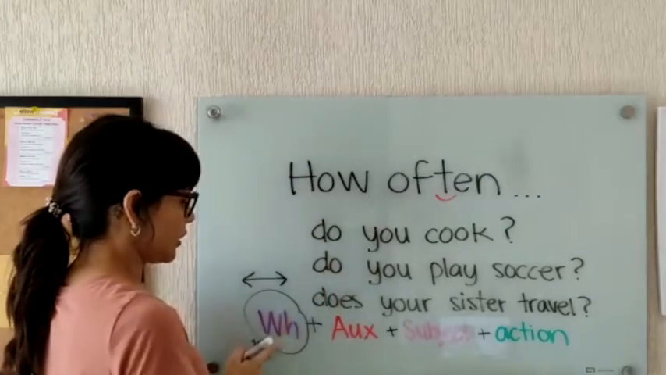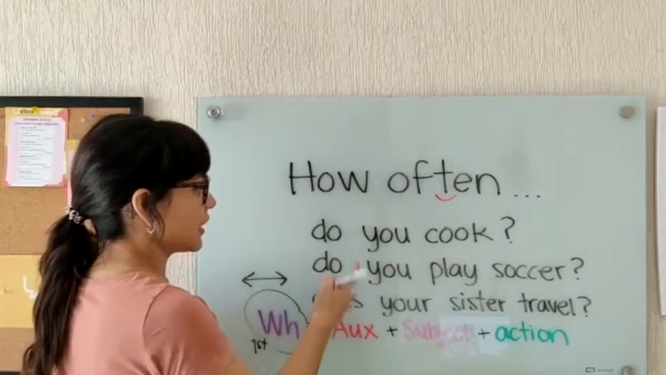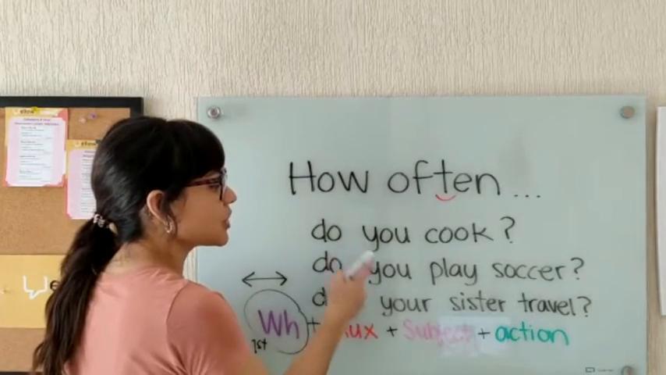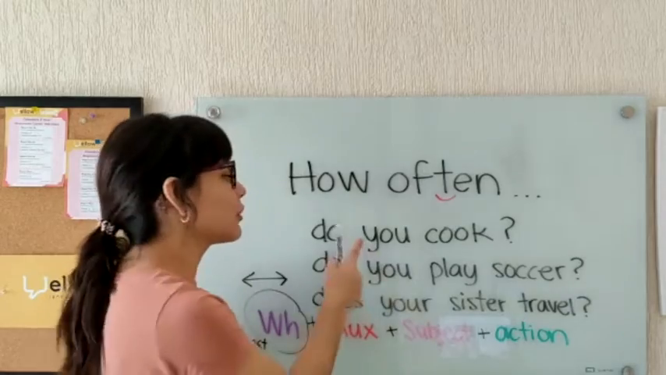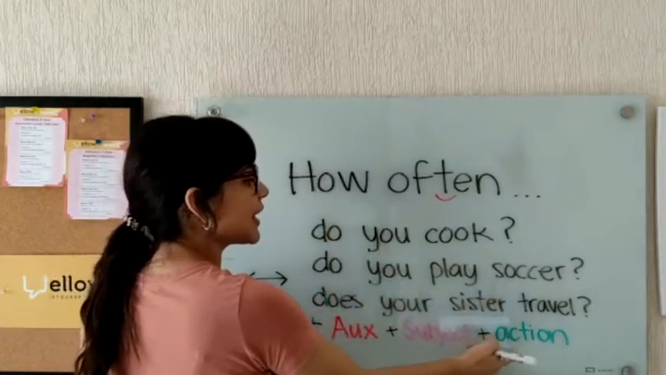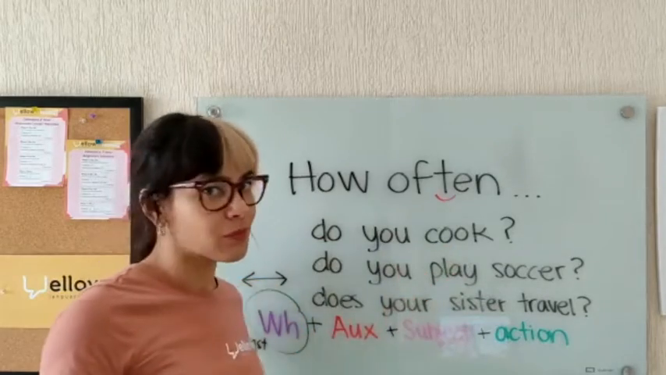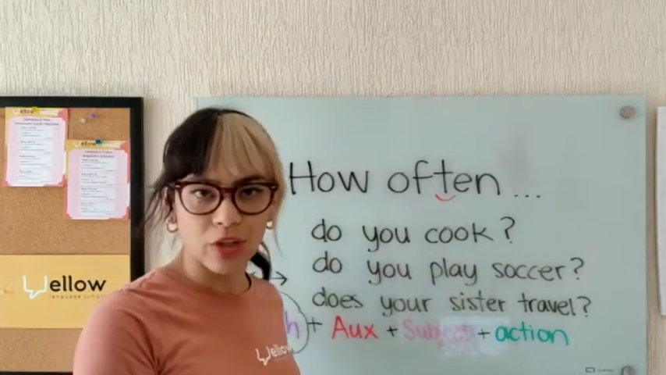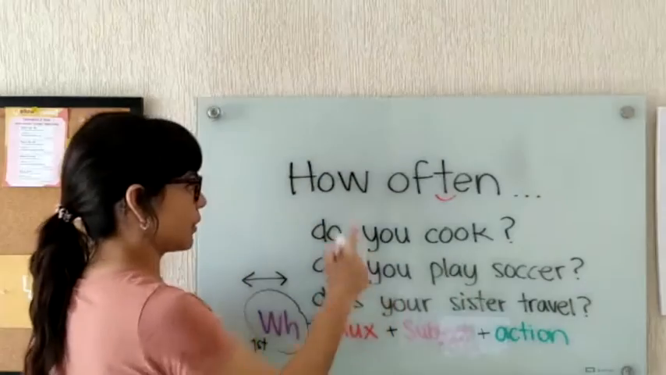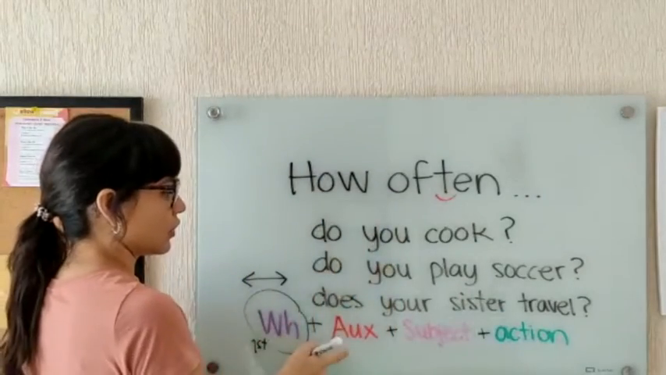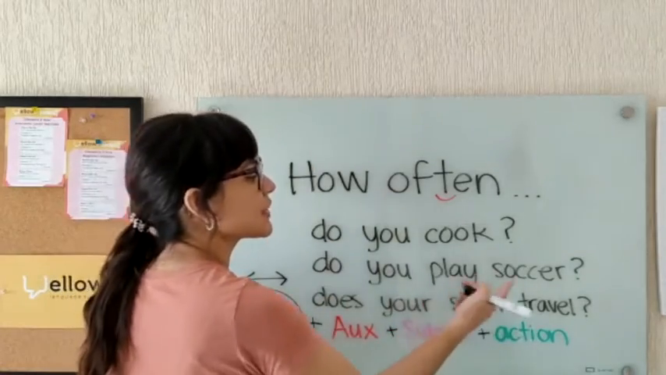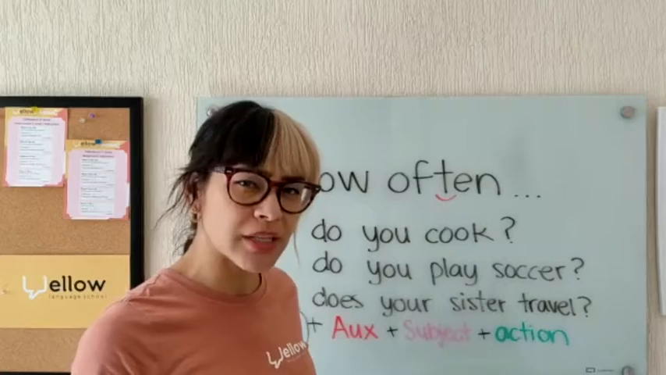Example: how often, WH word, the auxiliary will be do in this question. Then is your subject. Who are you talking about? Well, you. This is a question for you. Subject, and at the end is the action. Pretty easy with the formula. You just have to follow the steps. Okay? So another example. How often do you, and the action is play soccer. How often do you play soccer?